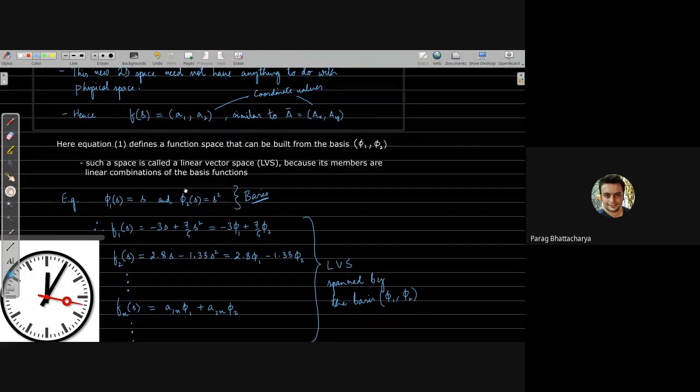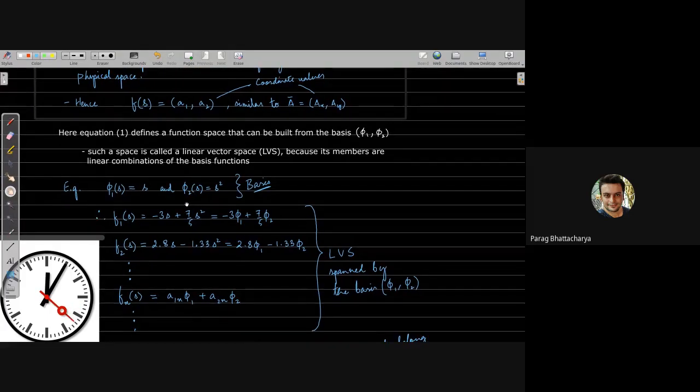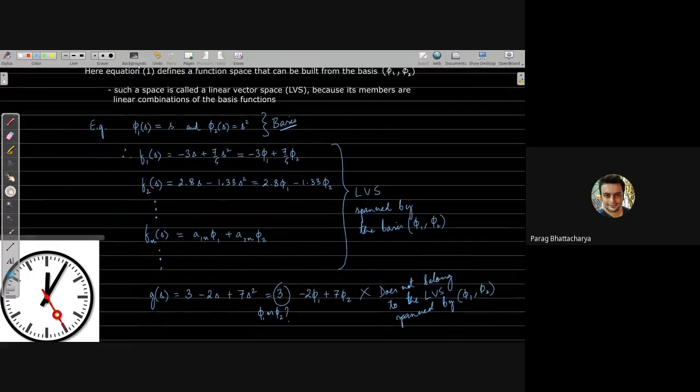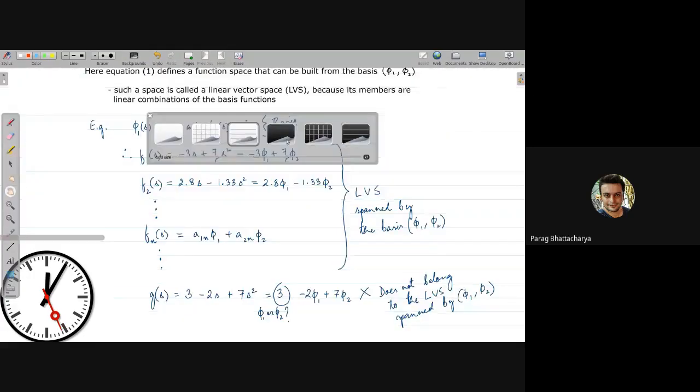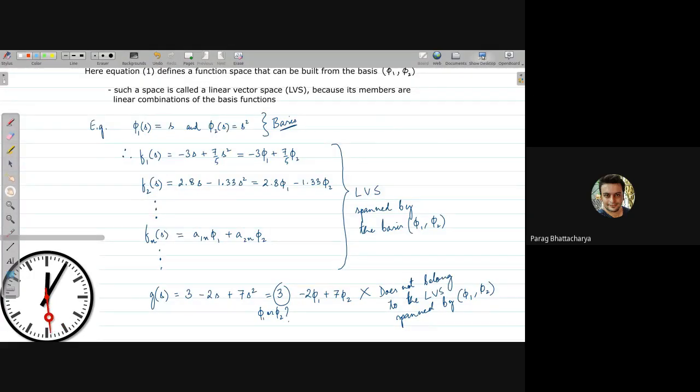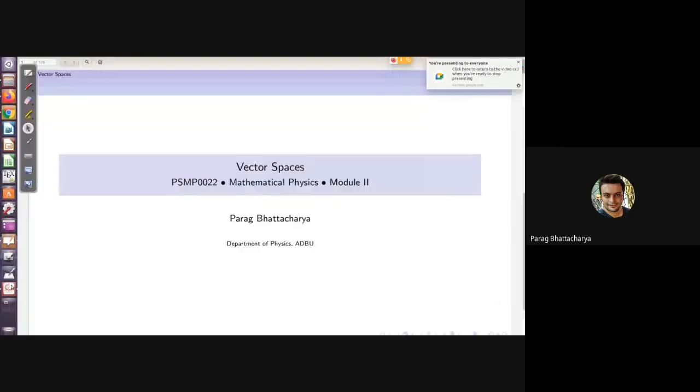Is this clear to everyone? Yes, sir. Okay. So let me give some formal definitions which I have in my slides.